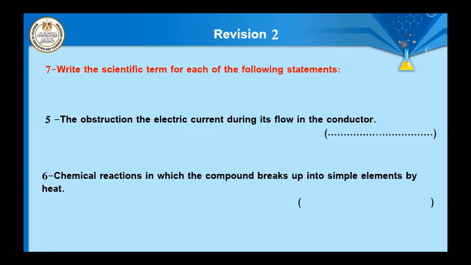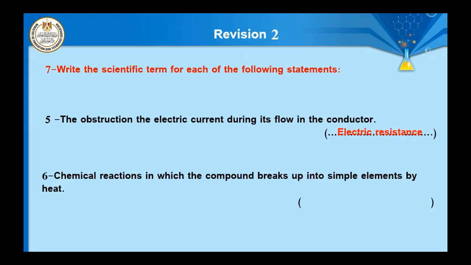Number five, the obstruction that opposes the electric current during its flow in the conductor. We know that obstruction means resistance. So this definition represents what? Obstruction that faces the electric current during its passing through a conductor? Yes, electric resistance.